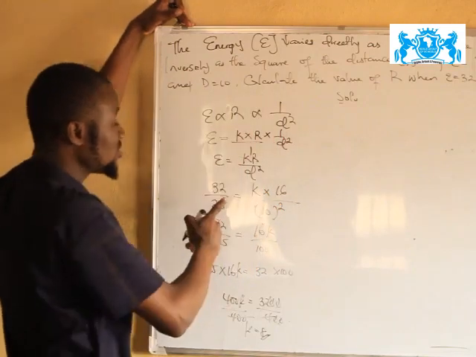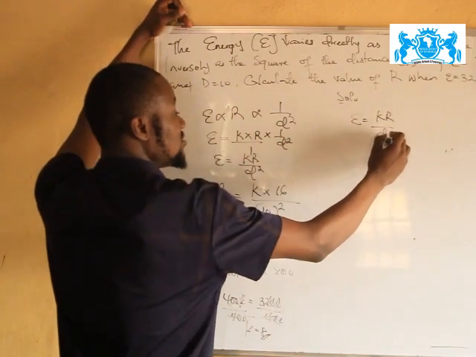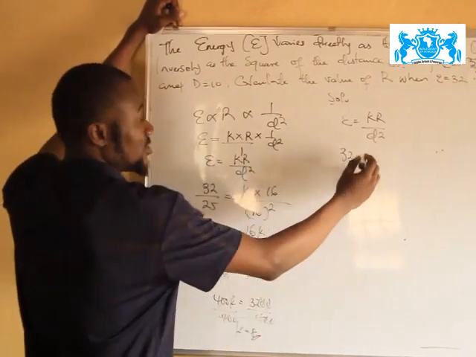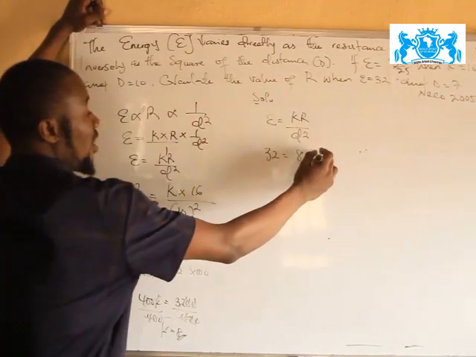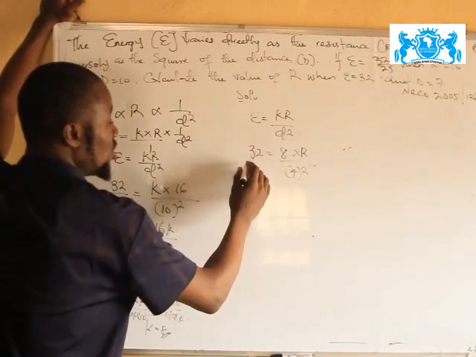Now the question went further to ask you to calculate the value of R when E is 32 and D is 7. So you are still using the same equation. You have E is equal to KR all over D raised to the power 2. Your E is 32, your K is already 8, times R, which you are looking for, all over D, which is 7 raised to the power 2, so you have over 1.